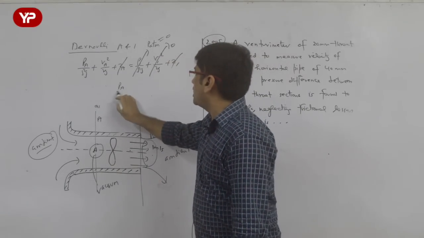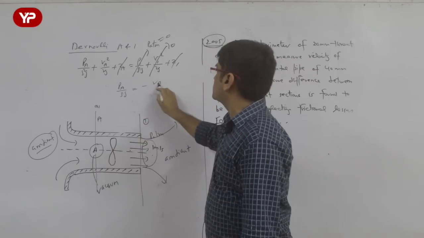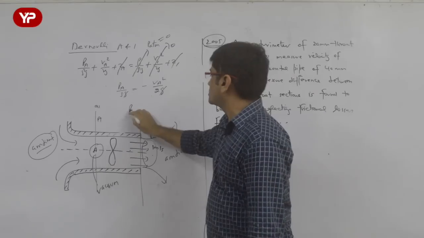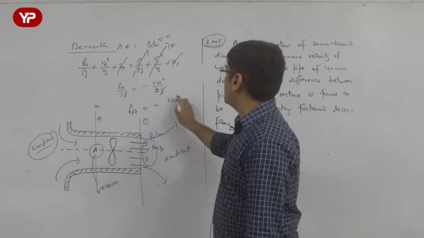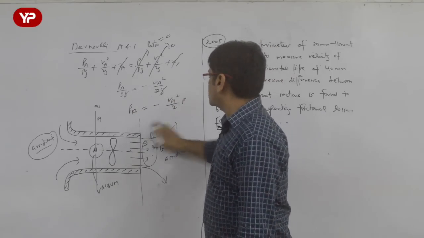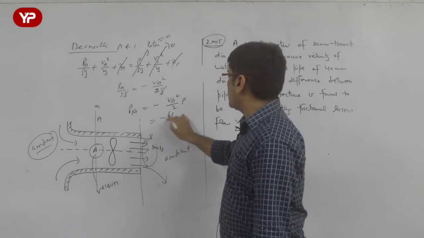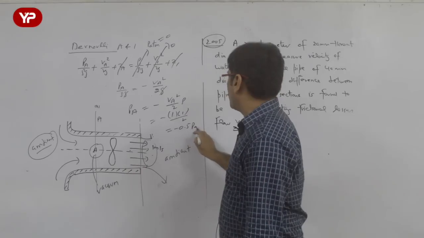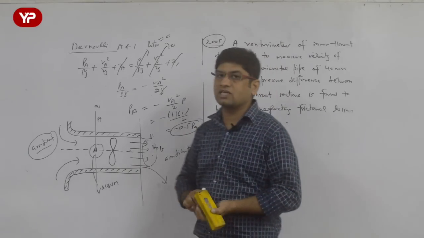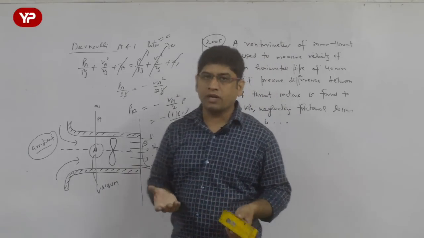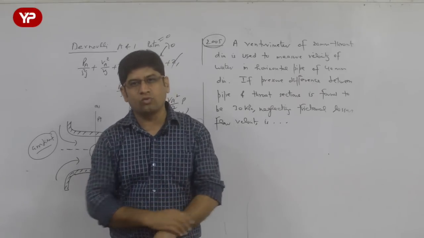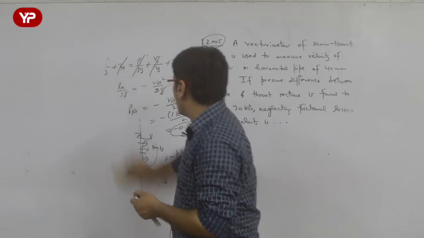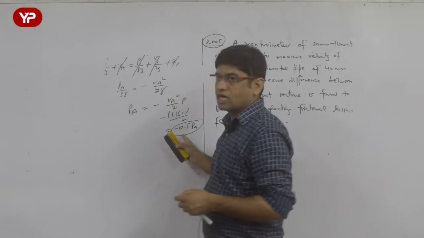So P_A by rho g is equal to minus V_A squared by 2g. g gets cancelled out and what I get is P_A is equal to minus V_A squared by 2 into rho. Now what is given to me is V is 1, density is 1 over 2. I get minus 0.5 Pascal. That is the value of pressure at point A. That is a vacuum pressure, and an exhaust fan creates the vacuum only. So gauge pressure for me is nothing but minus 0.5 Pascal, which I have calculated.